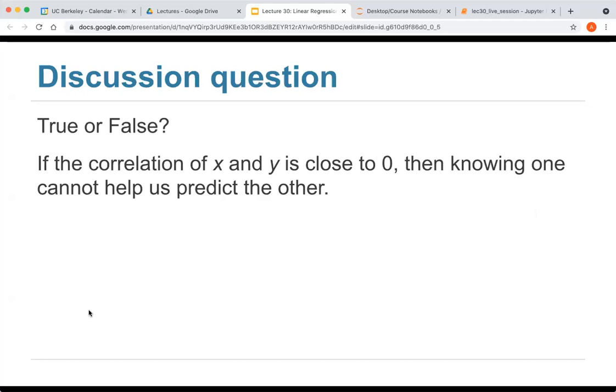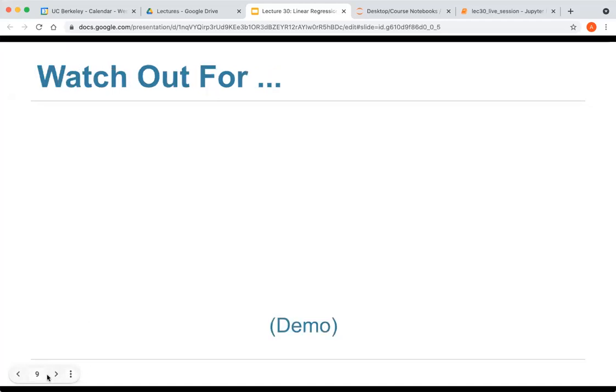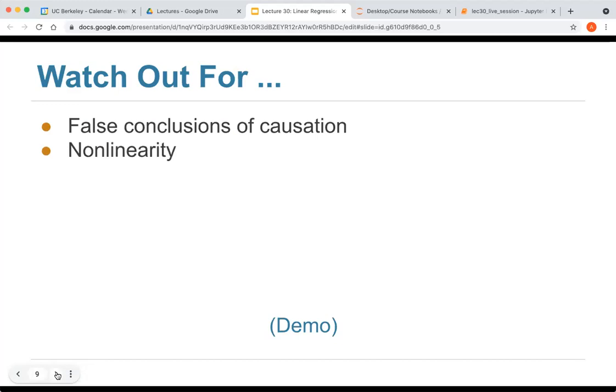Okay, terrific. And so why don't we now move to some things to watch out for. You know that correlation is not causation. You've known that association is not causation since essentially lecture 2 of this class. You clearly know very well that you should watch out for nonlinearity. If you have a nonlinear scatter diagram, the correlation is not a good measure of the association.